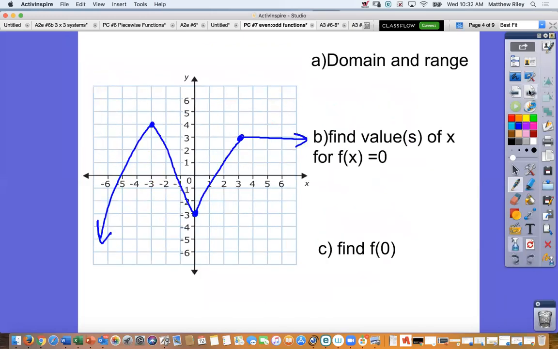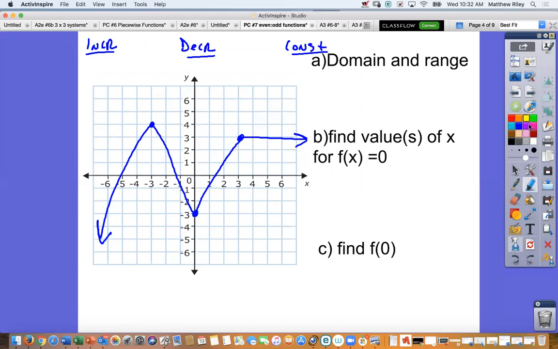So let's look at this one. Now I'm going to add something else to this. I want you to find increasing intervals, decreasing intervals, and constant intervals. So we're going to kind of do this all together. So the very first thing I'm going to do is I'm going to highlight it.